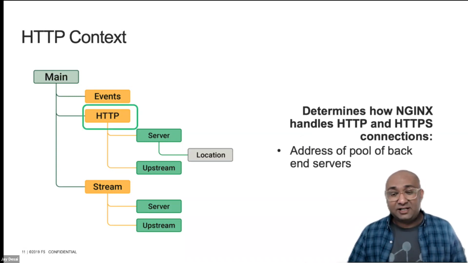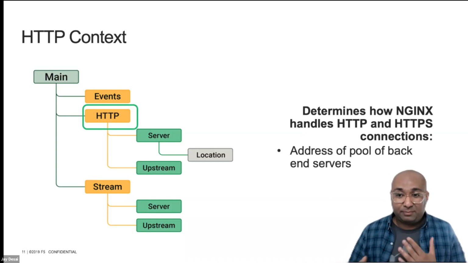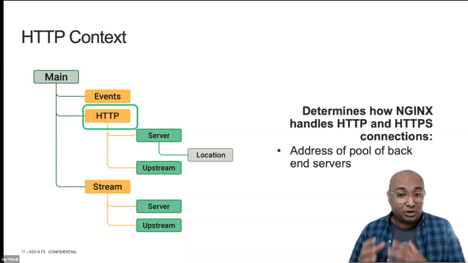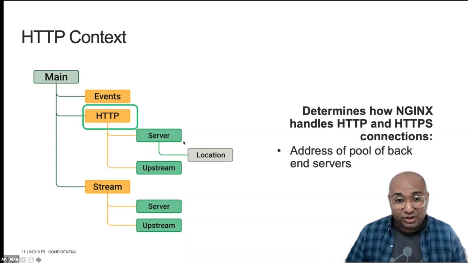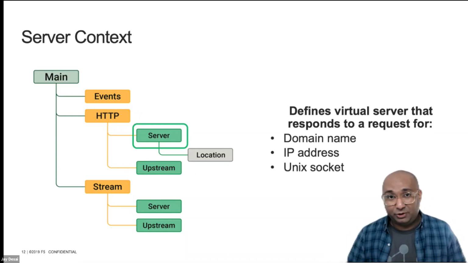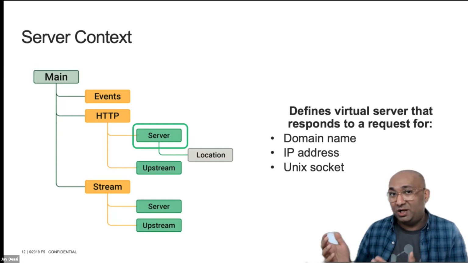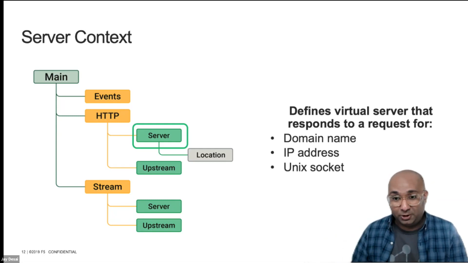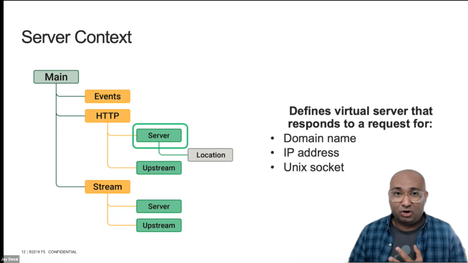The HTTP context defines how NGINX processes the HTTP and HTTPS connections. Say, for example, we can set a pool of backend servers or applications. Directives used in the HTTP context are inherited by its children contexts, that is the upstream, the server, and the location contexts. The server context defines a virtual server, also known as a virtual host, which processes a given HTTP request. Virtual host is a terminology more familiar in the Apache world. The virtual server definition can be a domain name, an IP address, or a Unix socket.